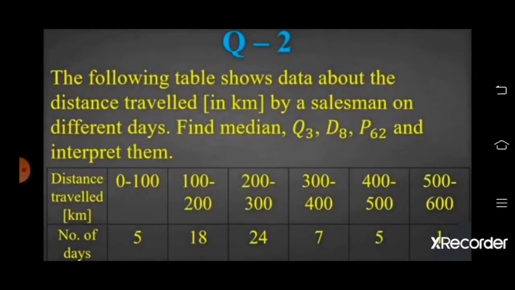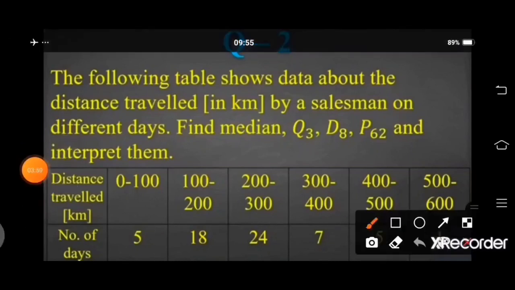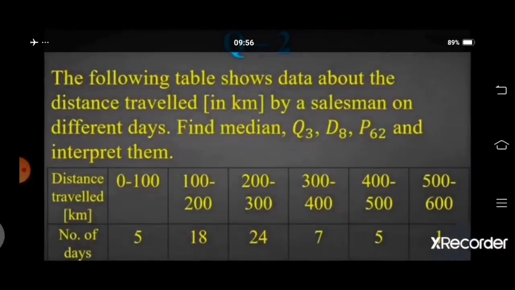Now the second sum. The following table shows data about distance traveled in kilometers by a salesman on different days. Find median, quartile 3, decile 8, percentile 62, and interpret them. Here they have given us the distance traveled in kilometers: 0 to 100 kilometers in 5 days, 100 to 200 in 18 days, 200 to 300 kilometers in 24 days. Like this they have given us data.